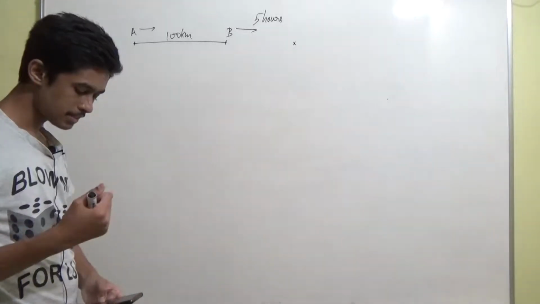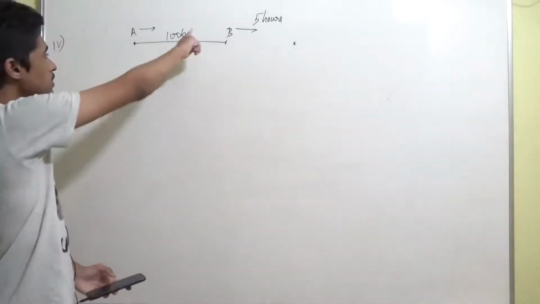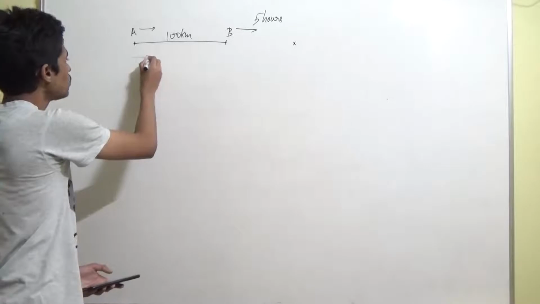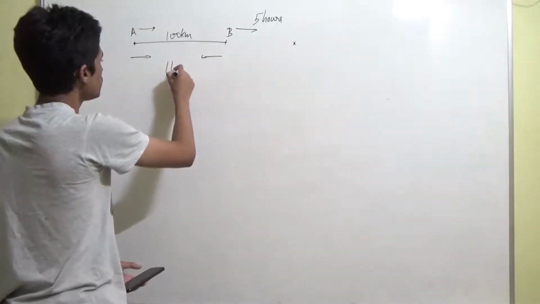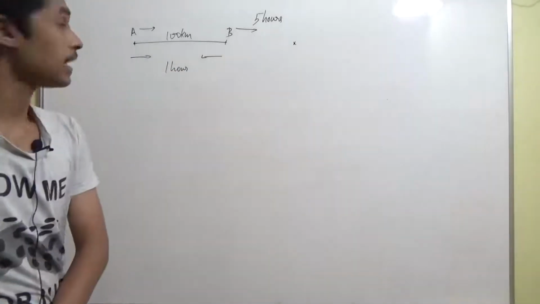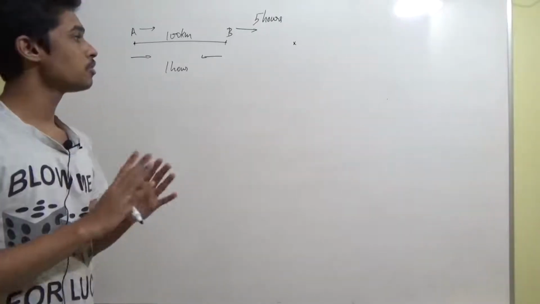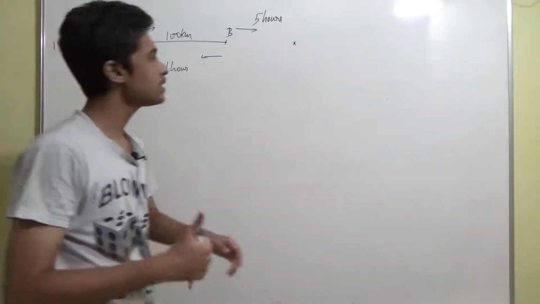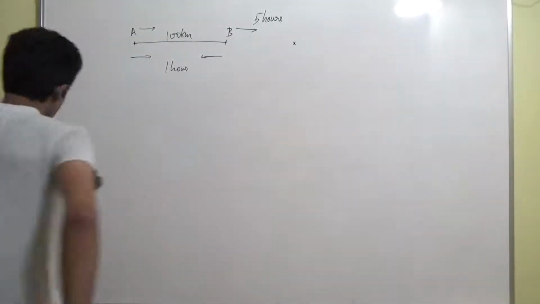And then the second condition they're saying is that if they travel in the opposite direction. This was in the same direction, right? If they travel in opposite directions, that is, if A travels like this and B travels like this, they are going to meet in 1 hour. Now the question is, find the speed of car A and the speed of car B. So let's start formulating the equation, guys. Before formulating the equation, the first step is assuming the variables, right? Assumption of the variables. So let's start assuming the variables.